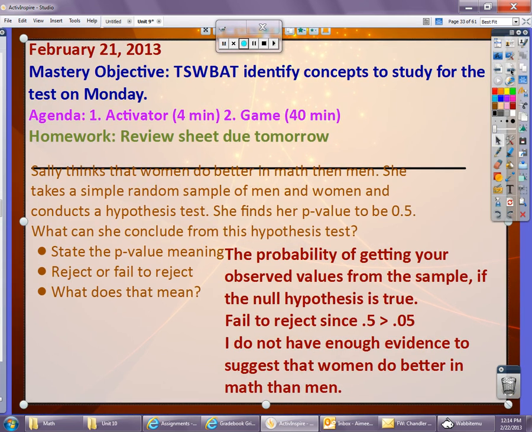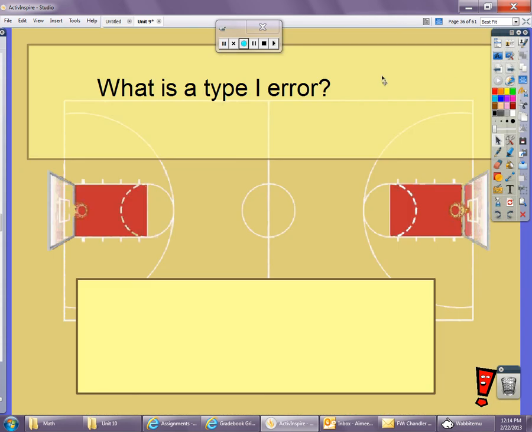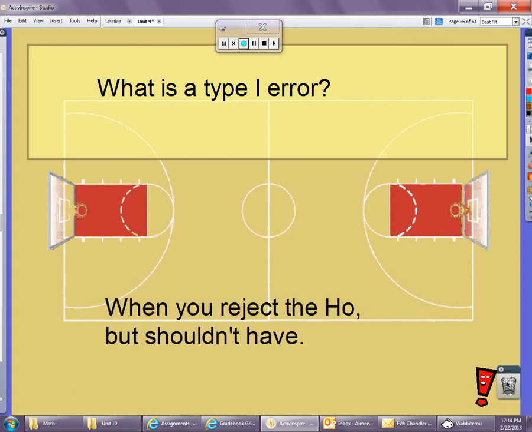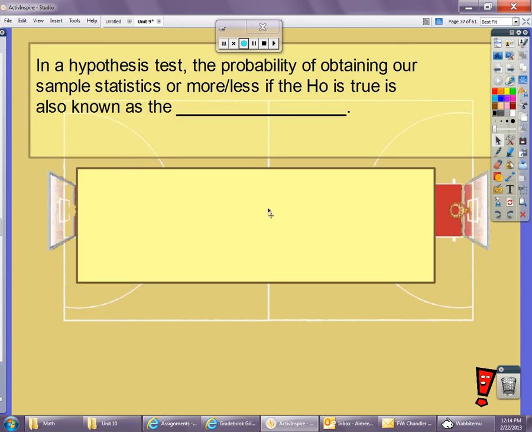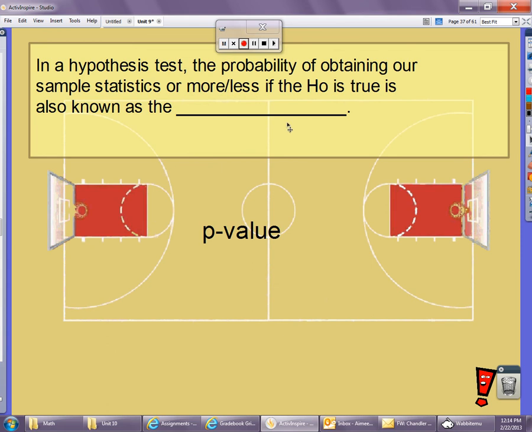Okay? Then yesterday we played our review game, which we're going to go through these answers. If you want to pause it in between, type 1 error is when you reject the H sub 0, but you shouldn't have. A hypothesis test, the probability of obtaining our sample statistic or more or less, if the H sub 0 is true, is also known as the p-value.